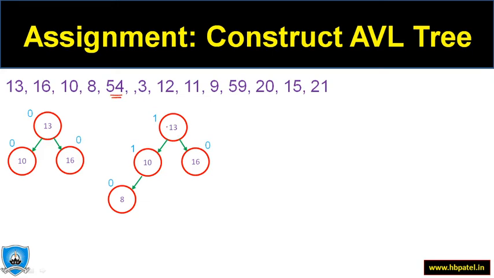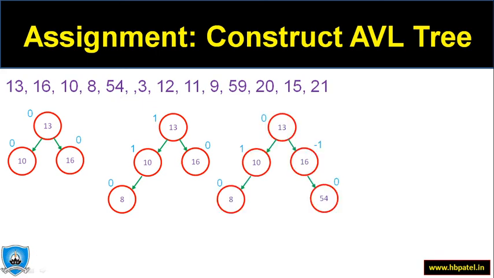54. So 54 is greater than 30, so it should go on the right hand side. 54 is greater than 16, so it should go on the right hand side. So it should be something like this. So if I do that, you can see that 54 is on the right hand side.